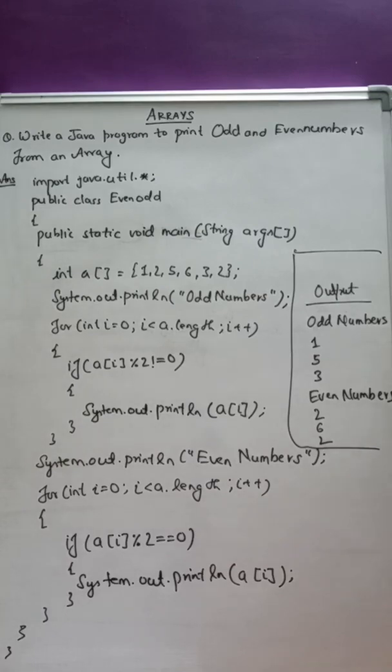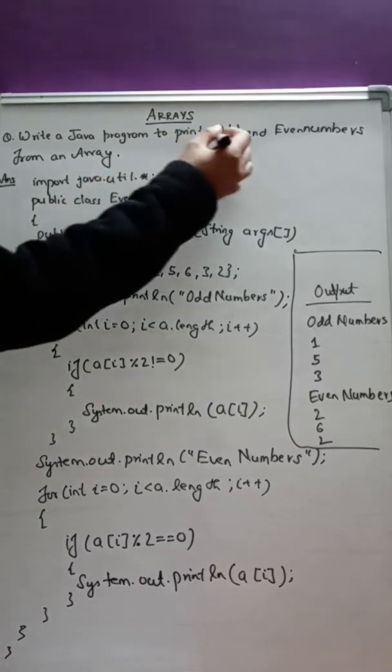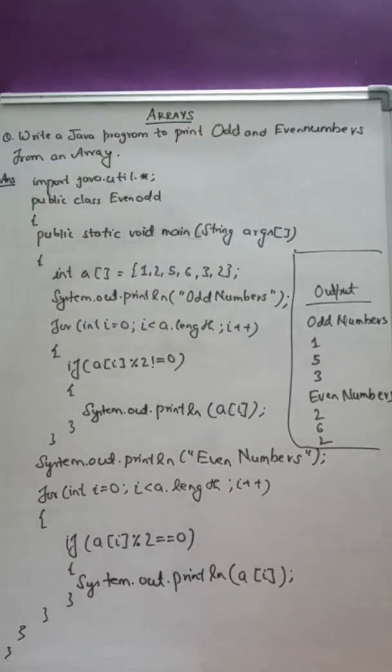Now, in this video, we will be discussing a program based on a one-dimensional or single-dimensional array. In this program, we have to print the odd and even numbers from an array. The array will be taken from the user, or it will be declared by us, and we will be checking whether each number is even or odd.